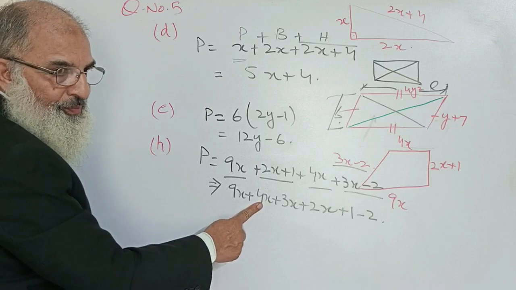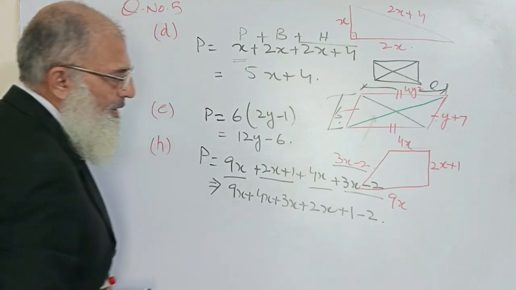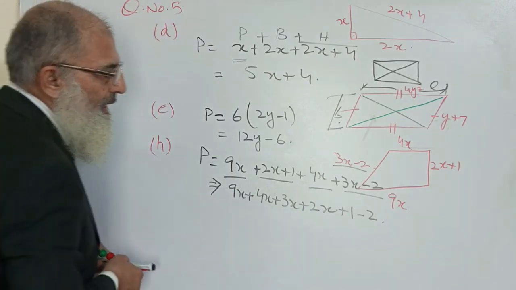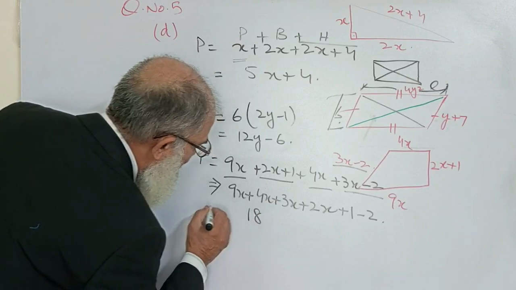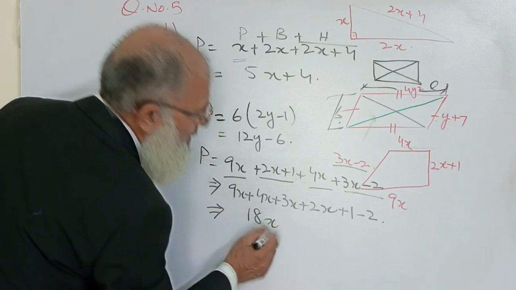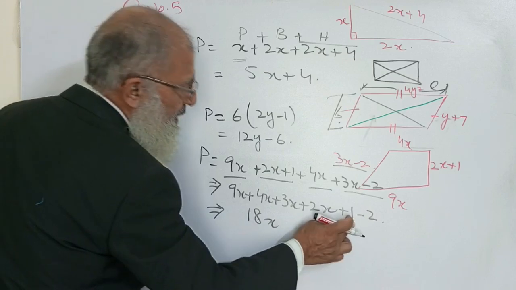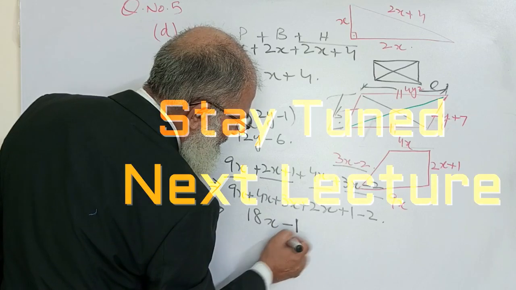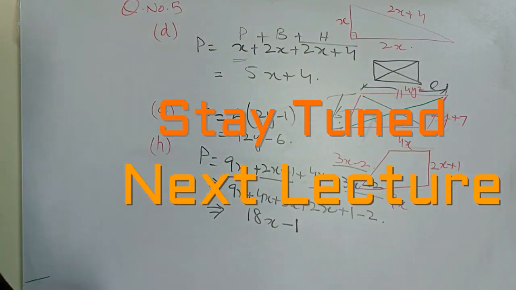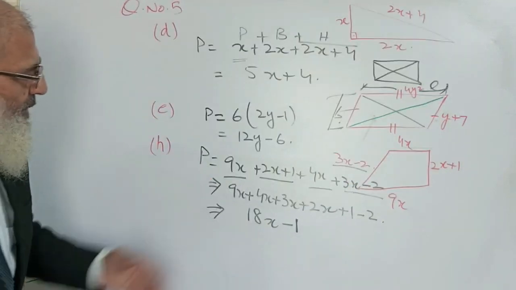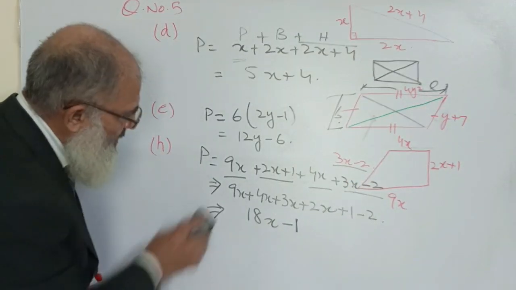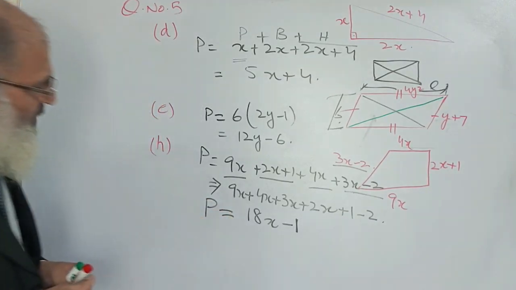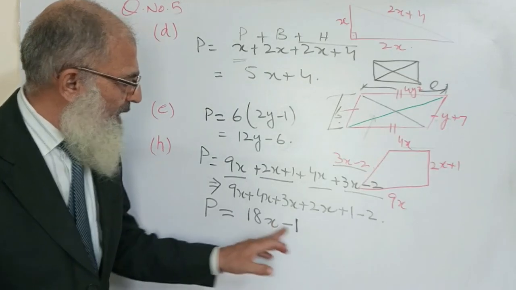Nine plus 4, 13, 13 plus 3, 16, 16 plus 2, 18x. Now this is minus 2 and this is plus 1, so it will become minus 1. So this is the whole answer for this quadrilateral. The perimeter P is 18x minus 1.